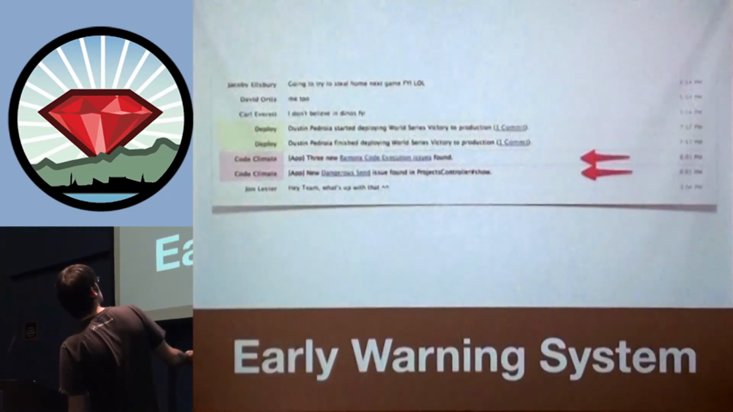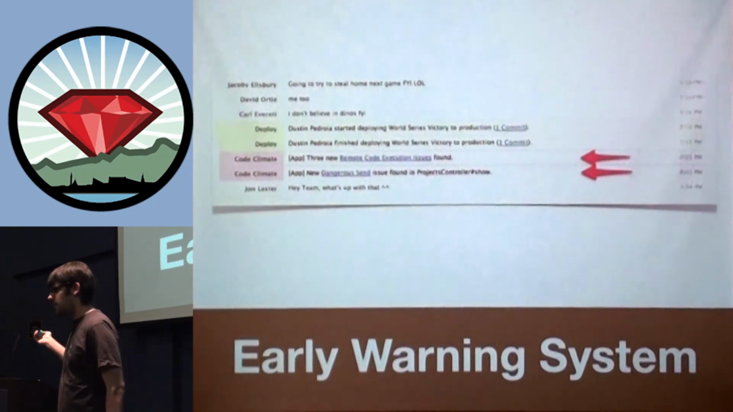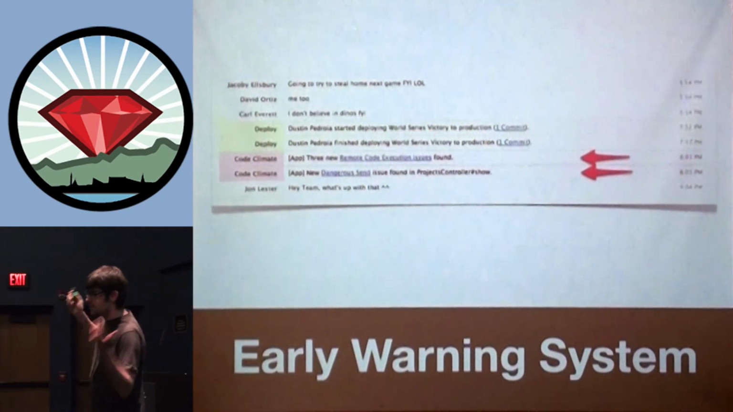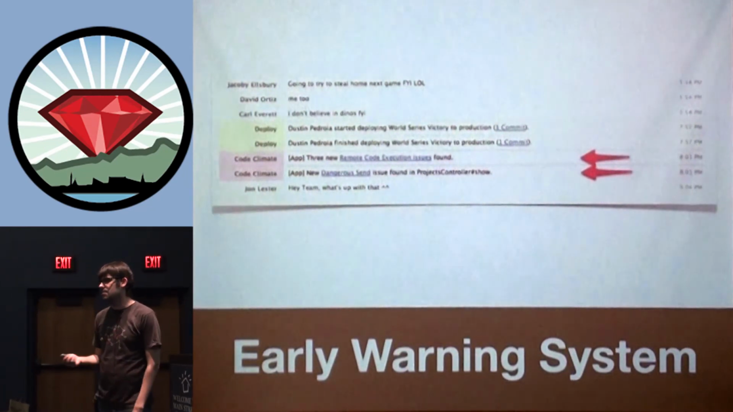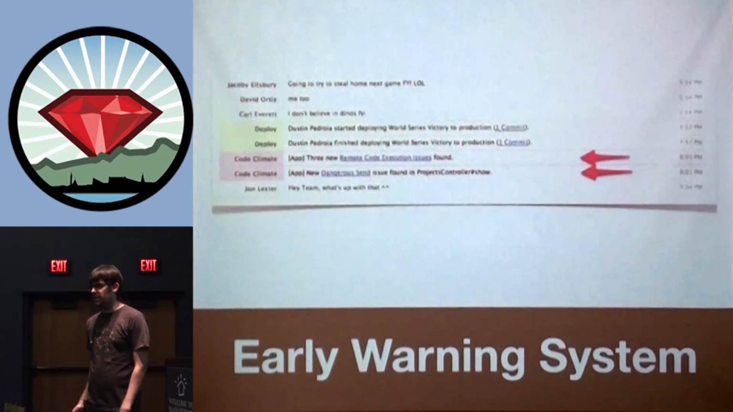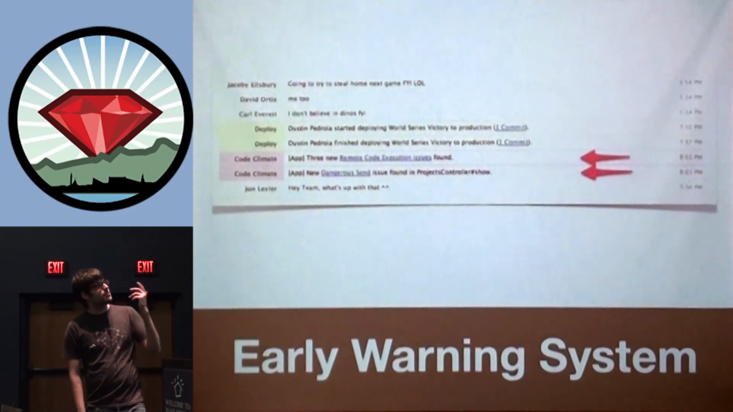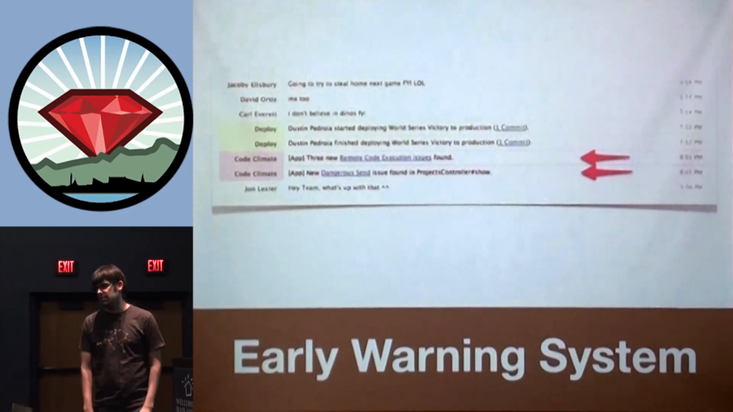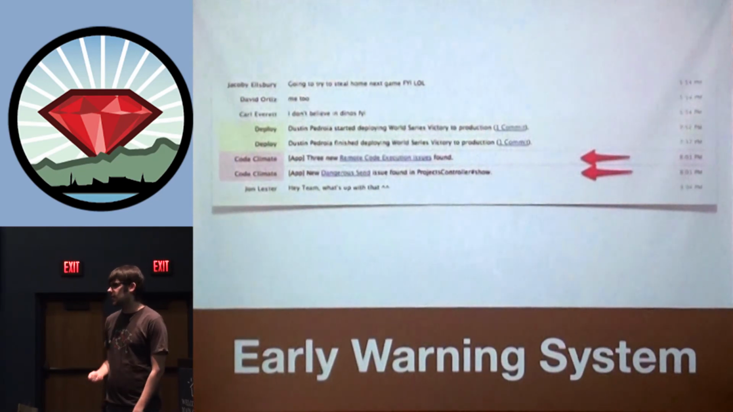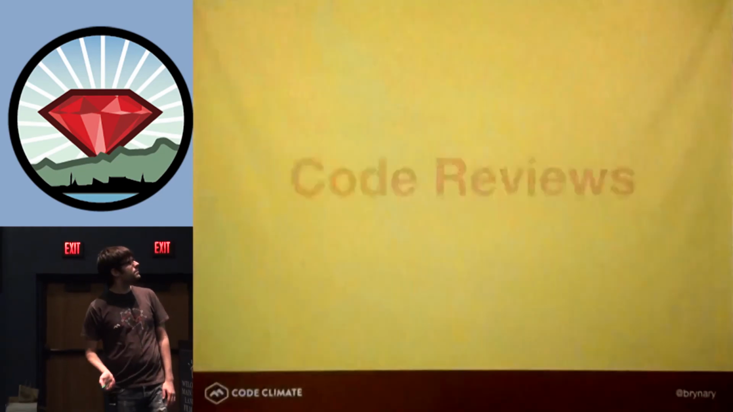OK. And this is an example of the type of early warnings that you can get from tools. You can pipe stuff out to your team's Campfire chat room that, OK, there's this new issue that we need to take a look at. This is an example from Code Climate, but there are lots of tools like Jenkins that you can wire all sorts of plugins into and get this information piped out to your team. And I highly recommend you check out those types of solutions.